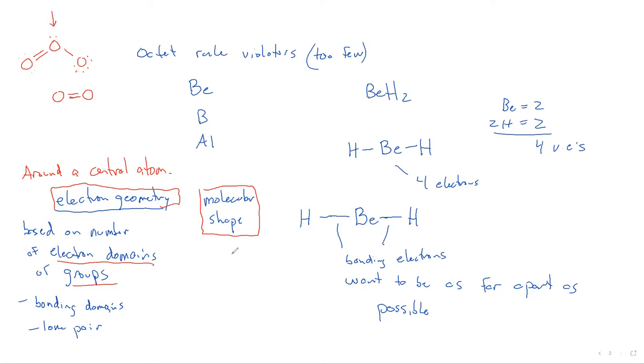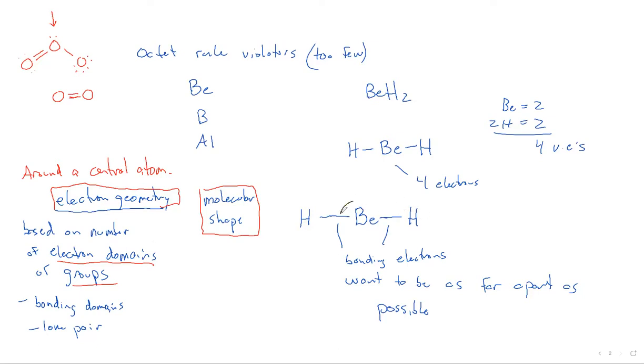So it's a little bit different going from a Lewis structure to a three-dimensional structure. We're looking at the number of bonding domains around a central group. This beryllium here has two bonding domains, and they want to be as far away from each other as possible. How do they achieve that? Well, they already have. They can't get any further away than they are right here.